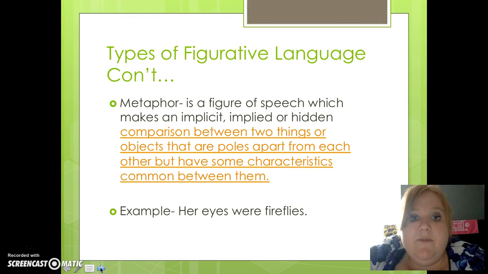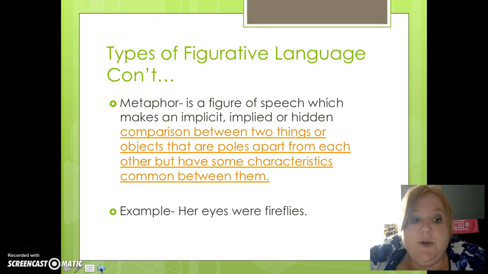The second type of figurative language is a metaphor. Most of you will say, well, it's something that doesn't use like or as, but you have to stay more specific. A metaphor is a figure of speech which makes an implicit, implied, or hidden comparison between two things or objects that are poles apart from each other, but have some characteristics common between them. For example, her eyes were fireflies. Another example would be school is prison. It's very important that you use metaphors not in an elementary way, but in a sophisticated way, as we will talk about later.